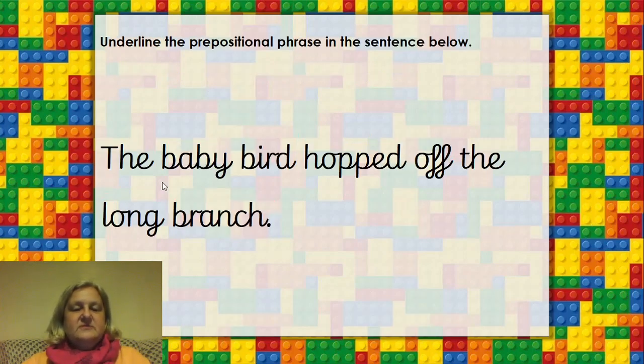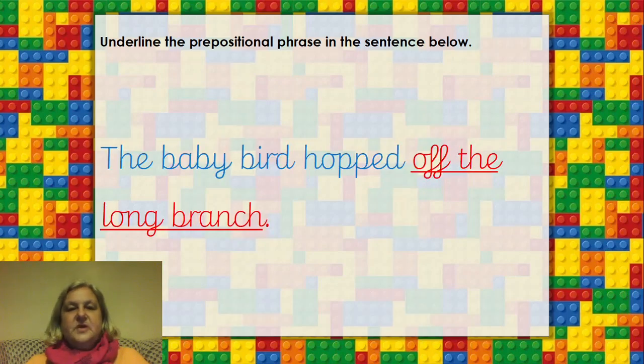So we've got the baby bird hopped off the long branch. Which part of this? There's definitely a positional phrase here. So, and it is the position, the place. So have a think about that. Which is the phrase? So you need the preposition plus what that is, the thing that it's related to. Okay.